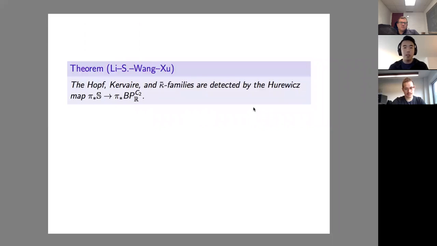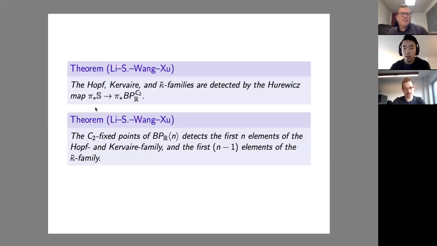So a couple of years ago, Guchuan Li, myself, Guojun Wang, and Zhou Xu proved that there are families on the E2 page of the Adams spectral sequence that are detected by the Hurewicz map from pi star of the sphere to pi star of the fixed point of BPR. So we proved that the Hopf, Kervaire, and the kappa bar families are detected by the Hurewicz map.